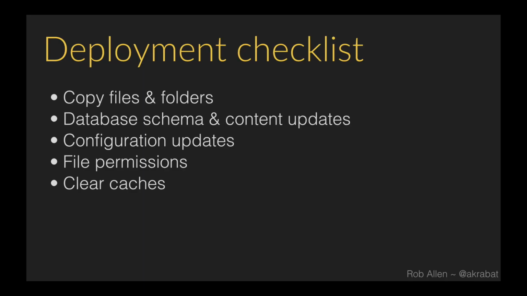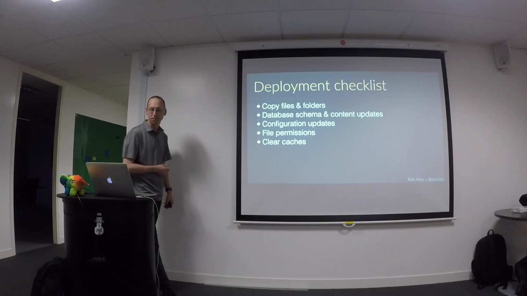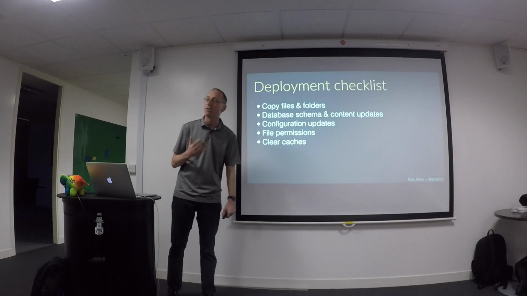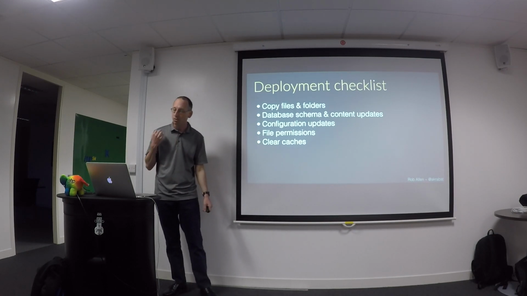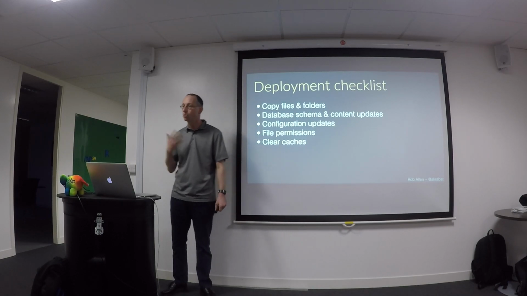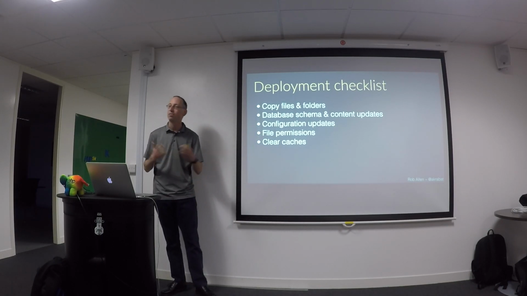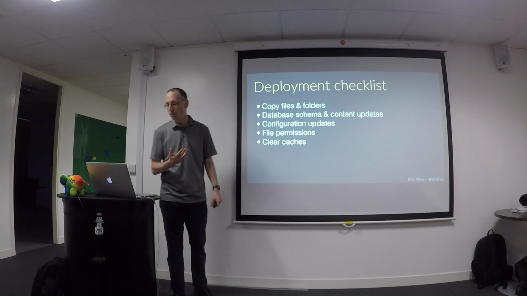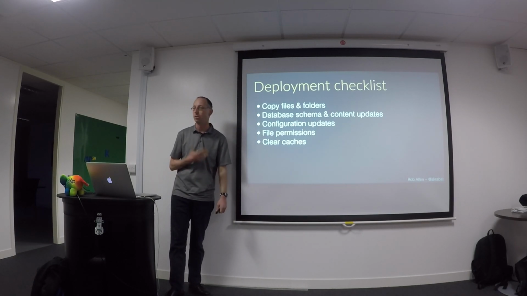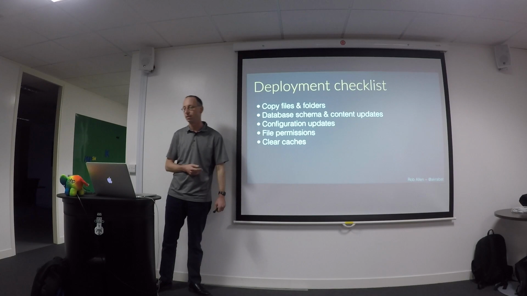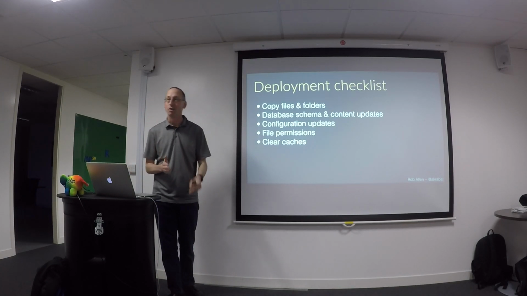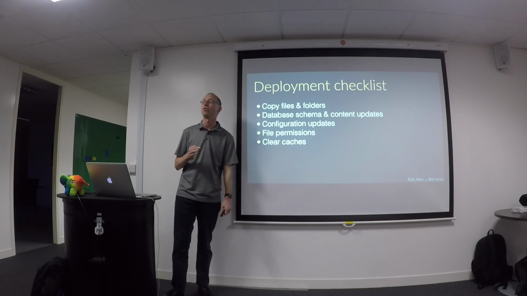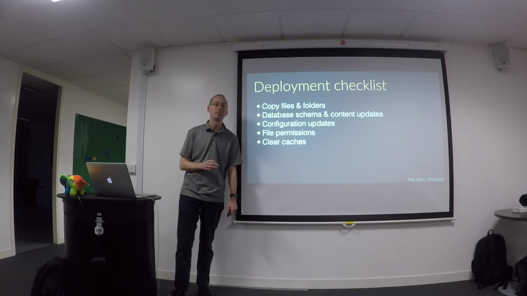So we call this a deployment checklist. Here's some things that end up on your deployment checklist. You're going to have to copy your files and folders over to the live server. We're going to have to do our database schema changes. We're going to have to do content updates if they're part of our web application. Our configuration updates might be in place. We're changing from one SMTP provider to another. File permissions, clear caches, etc. Whatever they are, write them down. Know what you need to do a valid and complete deployment.